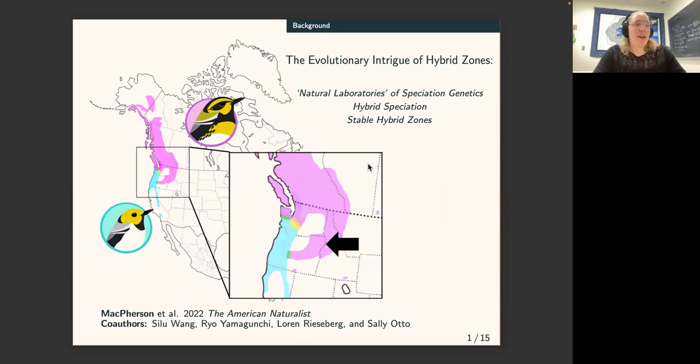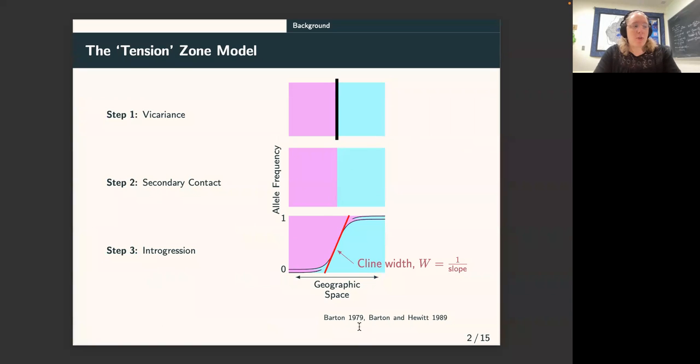There are many reasons that we might want to study secondary contact hybrid zones. Theory about secondary contact hybrid zones is very old, but here's one classic model by none other than Nick Barton, called the tension zone model. This model of secondary contact hybridization follows a basic structure where you start with two populations that are isolated by some geographical barrier.